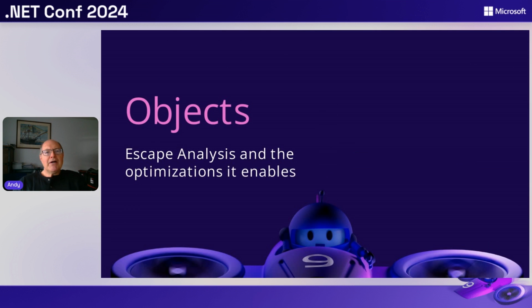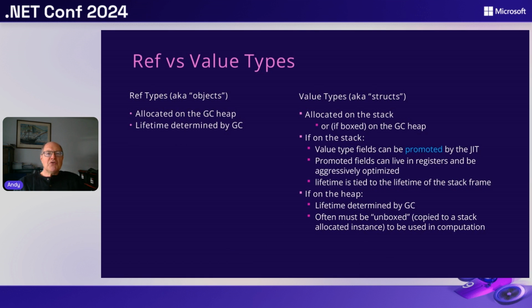All right, so let's talk about objects, in particular about something called escape analysis. You probably know that in the world of .NET, there are roughly two kinds of data types.